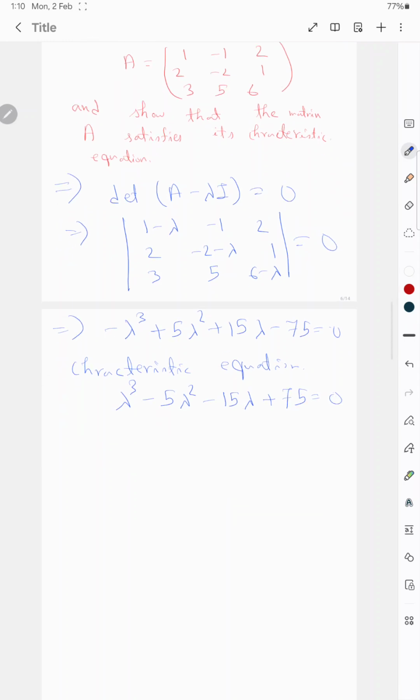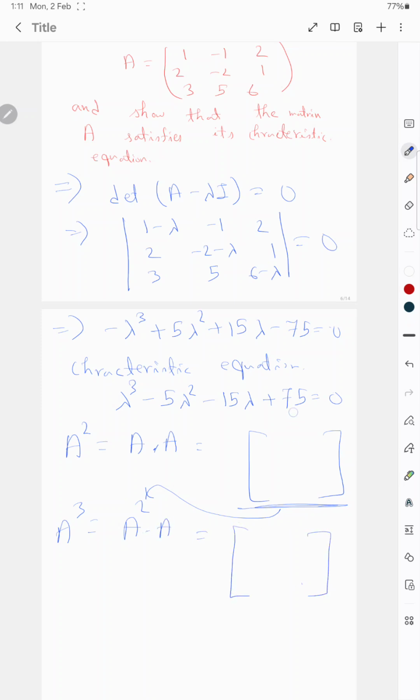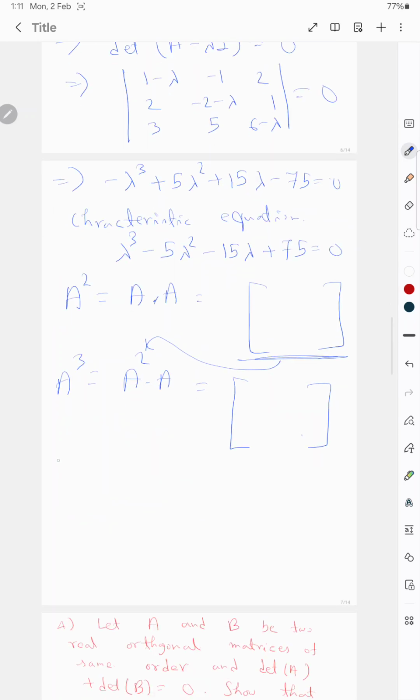Now A satisfies its characteristic equation, and you know it should satisfy, right? By which theorem? Mainly the Cayley-Hamilton theorem. So what you have to show, basically you have to find the matrix. First A is given, so try to find A square, that is A into A. Then find A cube equal to A square into A; already you have found A square, you just substitute here and you will get some matrix. Then substitute in that form. Now check.